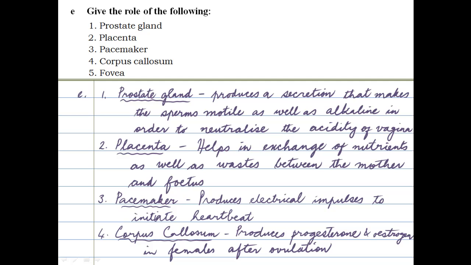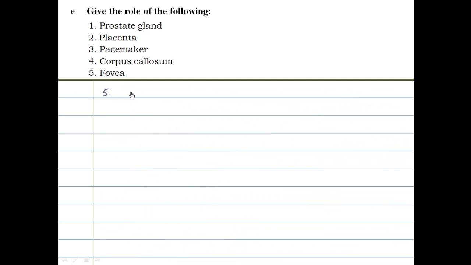Number 5, which is fovea. And that's the fovea. Fovea is basically the fovea centralis or the macula lutea, or commonly called the yellow spot. Now you know that this has the highest concentration of cones in the eye. But now that again is not a role. The role is what it does. This helps in distinct vision as well as color vision.